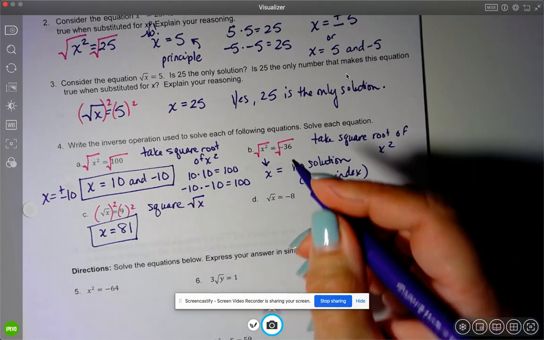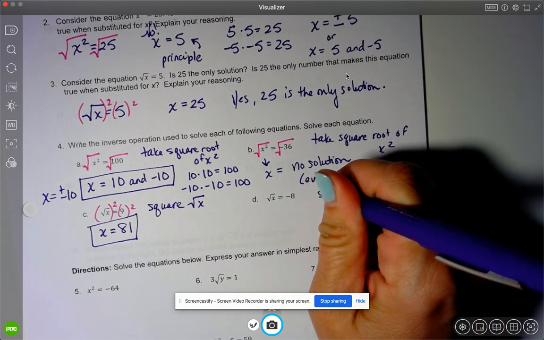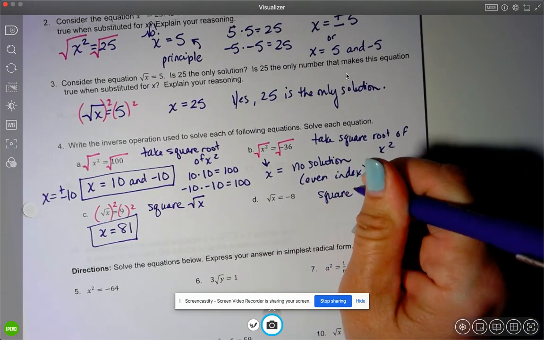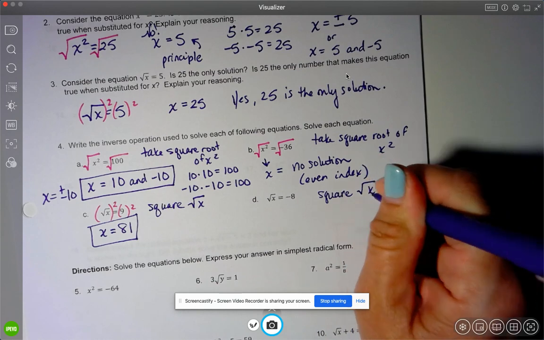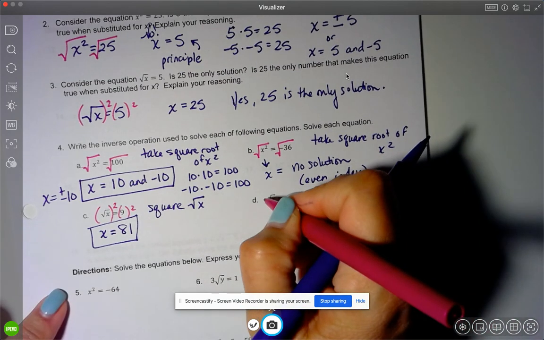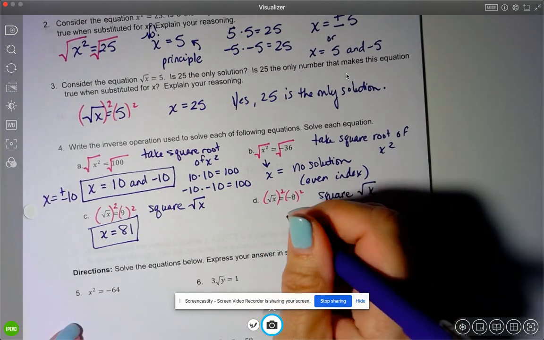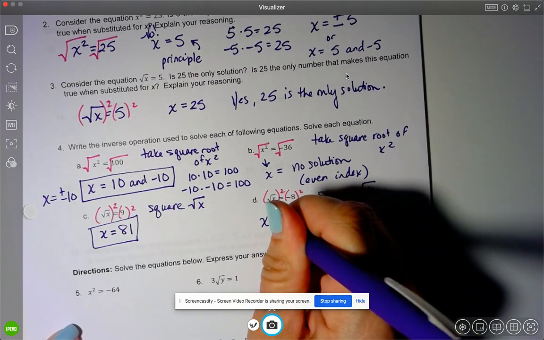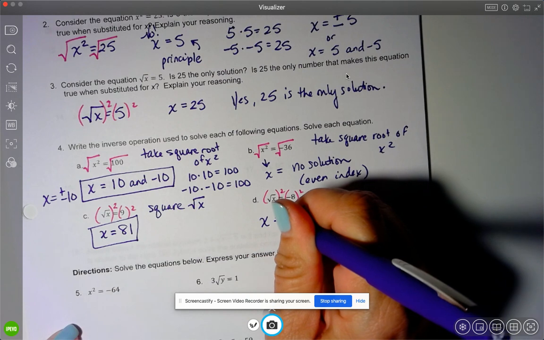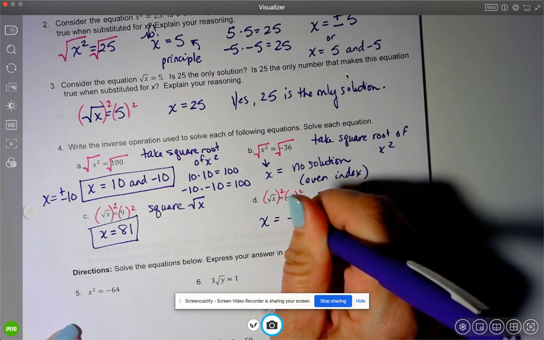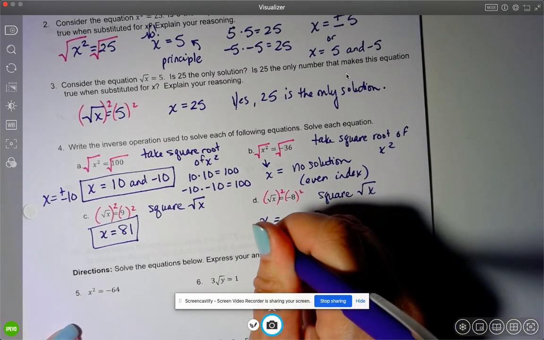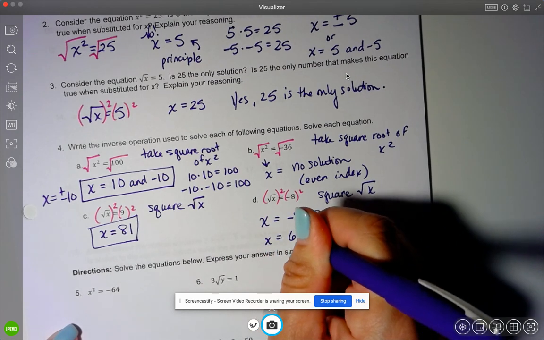I'm going to do the same thing over here. Square root of x. So square both sides, because you have to do the same thing to both sides. So I have x by itself equals, well, I have negative 8 times negative 8. So x would equal positive 64. And that's the only solution.